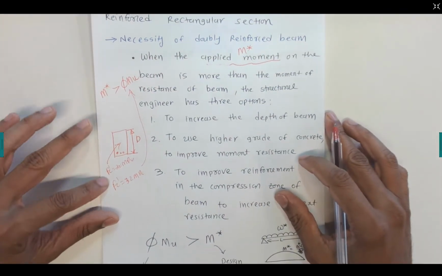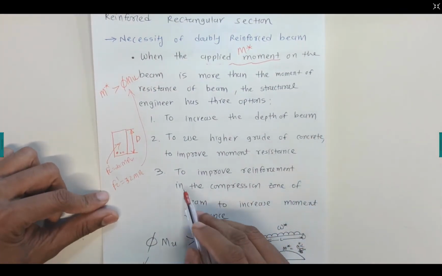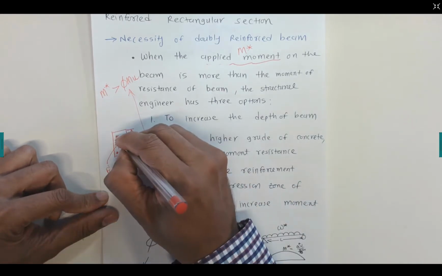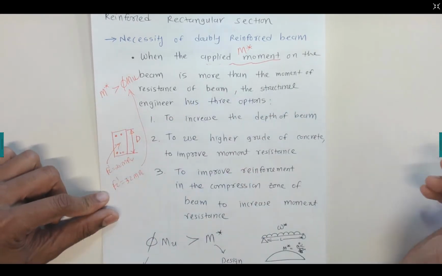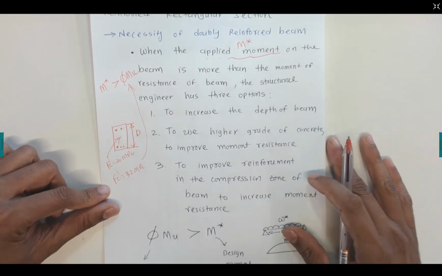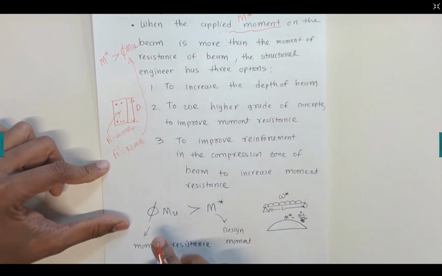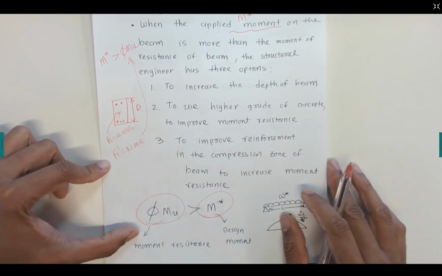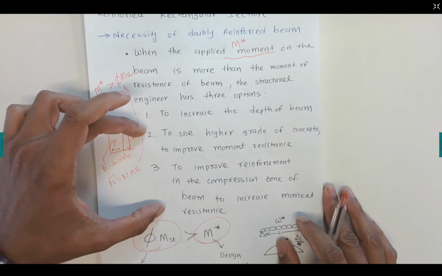Another option to increase the capacity is to add some reinforcement in the compression zone. Generally speaking, the capacity should be greater than this M star. If this is not the case, then we have these three options.